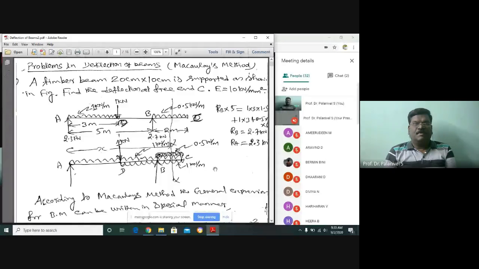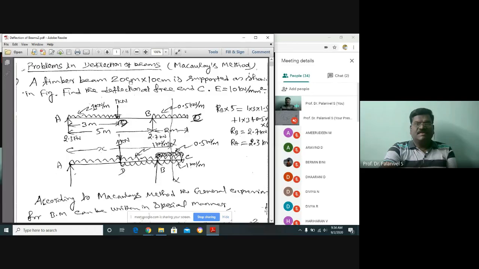So problems in deflection by the Macaulay method, we are going to see once again. Last class I told you how to deal with a UDL, a discontinuous load, on your beam. A similar kind of problem you have seen. Here I have a timber beam, 20 centimeter wide and 10 centimeter deep, supported as shown in the figure. Find the deflection at the free end C.